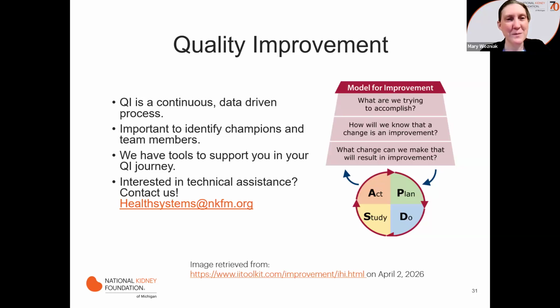I just bring this up. I'm not going to go into a ton of depth here, but this is something that my team, myself and Terry, we do a lot of support around quality improvement with clinics. If that is something you're interested in connecting with us about, please do send us an email. We would love to chat more with you. We have a lot of tools and resources and a data analysis plan that we can share with you to get you started.